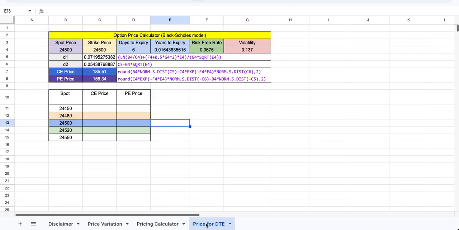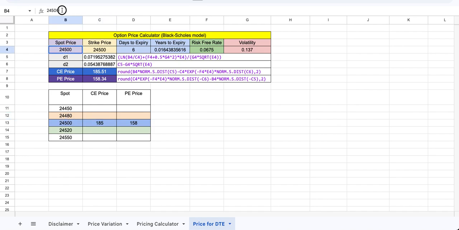I can show it to you as an example. Say the spot price is 24,500 and the strike price is 24,500, right? So we have 185 and 158. Let us put it here: 185 and 158. Now let us see the spot becoming 24,480. If it is 480, I see this becomes 175 and 167.